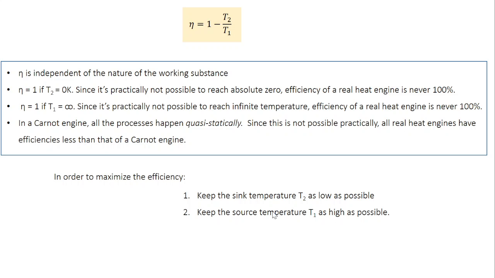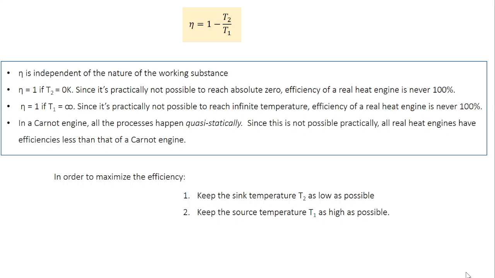But typically in any practical heat engine, the sink is the surrounding air, which is always at the room temperature, so it's difficult to decrease the sink temperature below room temperature. On the other hand, you can increase the source temperature. That's why if you look at the old heat engine, they used to work on coal, but most of the modern heat engine work with petrol or diesel, because when you burn petrol or diesel, you get a much higher temperature compared to a burning of coal.